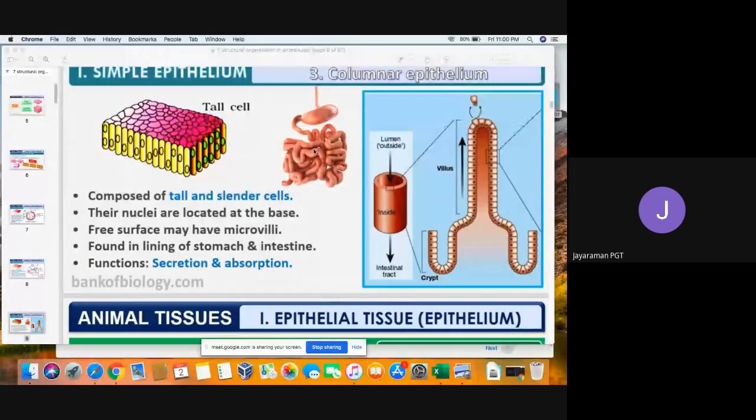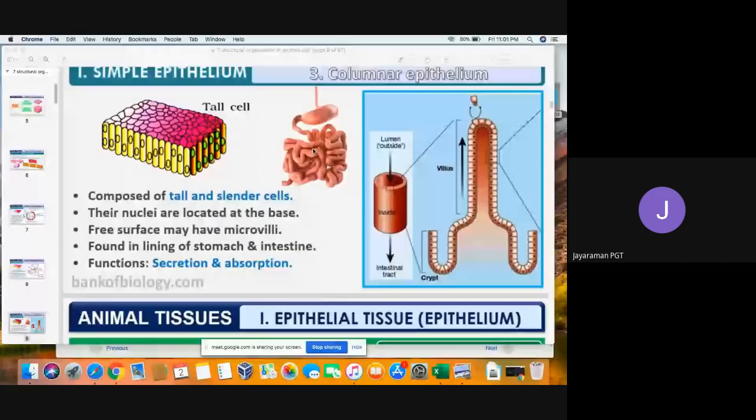In some places, like the esophagus, there are no villi. In the large intestine also, no villi. Villi are in the small intestine. The small intestine is the longest part of the alimentary canal, around 5 meters. So it has the microvilli. Microvilli may be present in some parts of the simple epithelium, especially the small intestine. This is found in the lining of the stomach, and is columnar epithelium.